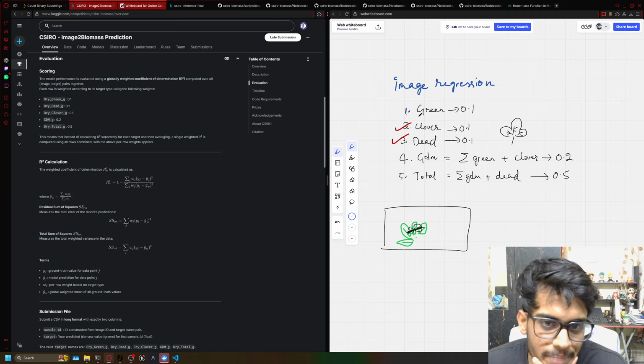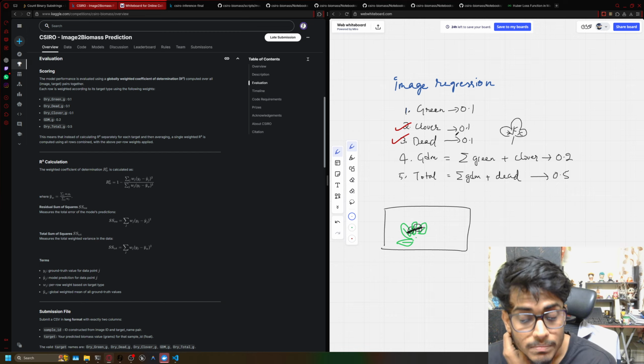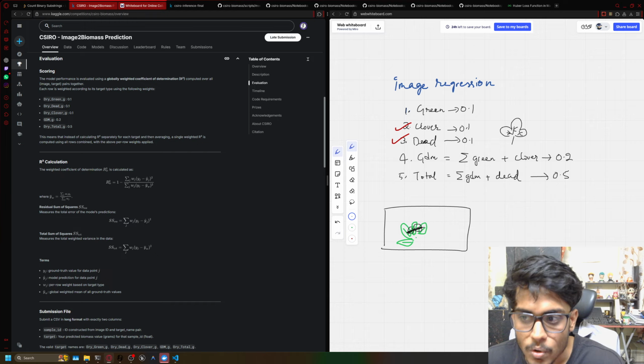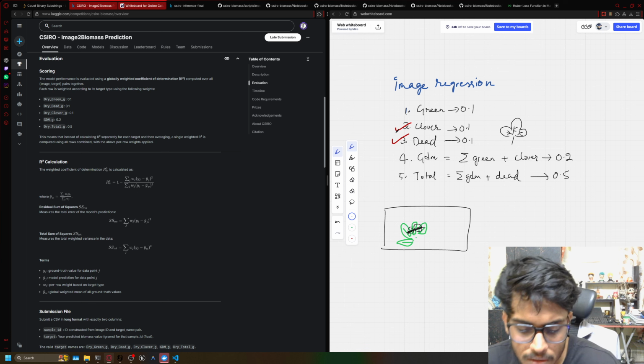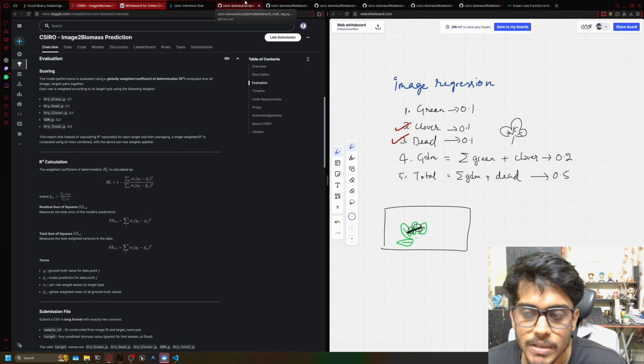I guess the majority of the models in this competition would have successfully predicted greenness, GDM and total. And what could have been happening is that your greenness might be overruling Clover and Dead. Basically, the green prediction would be dominating your GDM and total calculation. So this was a challenge.